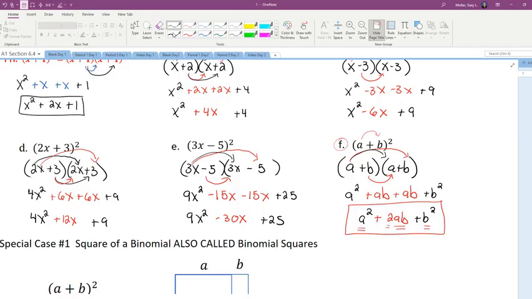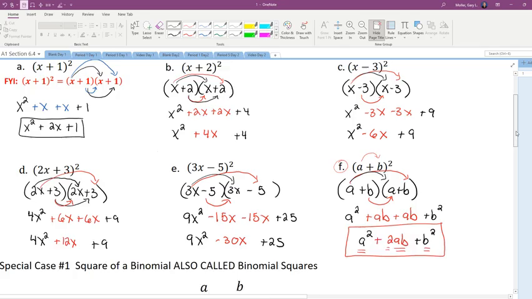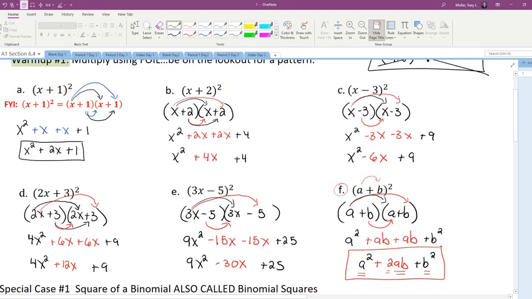So let's redo. Let me show you how quick the shortcut is. So here's how I'm going to do part B. Okay. I'm going to look at the x and I'm going to square it. I'm going to look at the 2 in the end and I'm going to square it, but I'm going to save room in the middle. To get the middle term, I'm going to pay attention to the sign. It's a positive 2 times x is positive 2x. I'm going to double that, 4x, and I'm done.